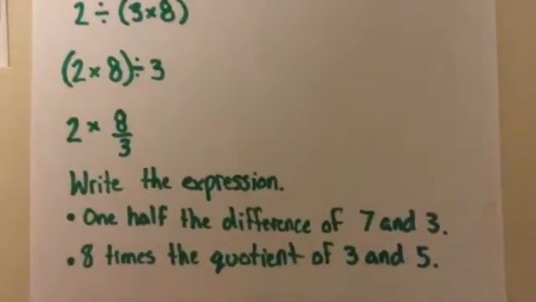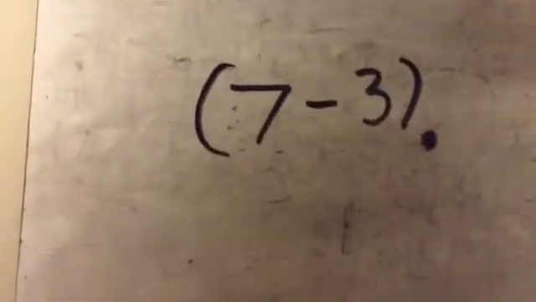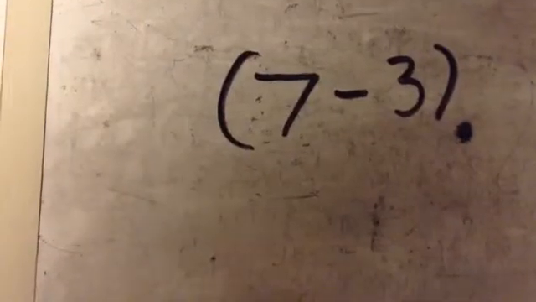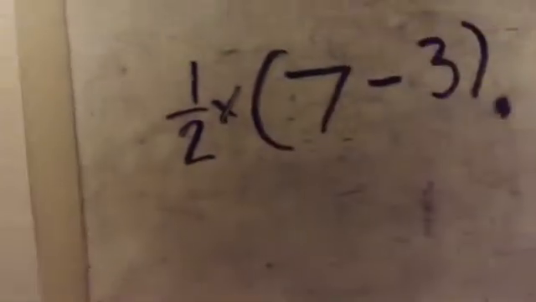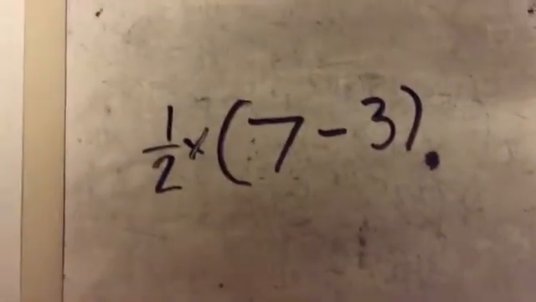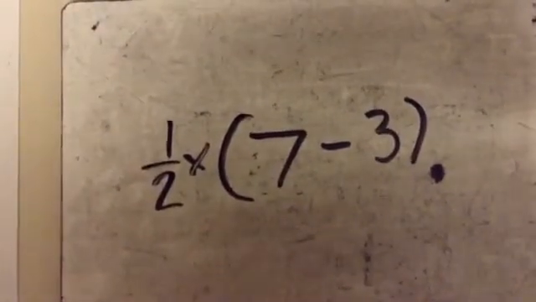So the difference of 7 and 3 would need to be inside parentheses, to show that, hey, that subtraction needs to be solved first because I need that answer. If I'm looking for 1/2 of that difference, well, 1/2 of that difference would be multiplication. So 1/2 the difference of 7 and 3.